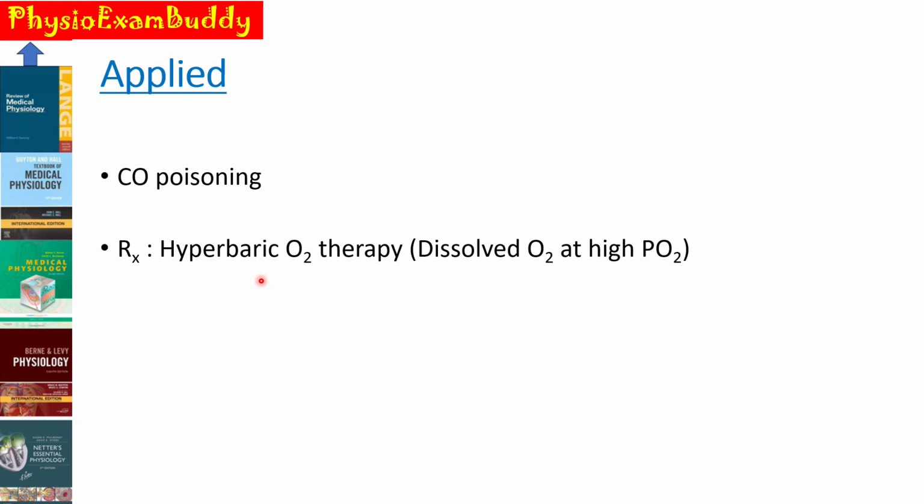Henry's law, which states that the amount of dissolved oxygen at a given temperature is proportional to the partial pressure of oxygen. So if you are giving hyperbaric oxygen therapy, you will be giving dissolved oxygen at the high partial pressure. So there is no limit for the amount of oxygen that can be carried in the dissolved form, provided the partial pressure of oxygen is sufficiently high. So this practice is mainly used for the oxygenation of the tissues when the hemoglobin gets denatured by carbon monoxide poisoning.